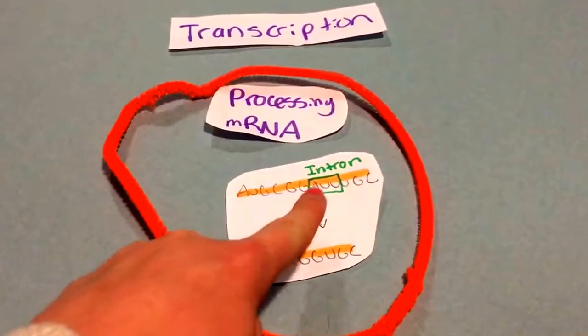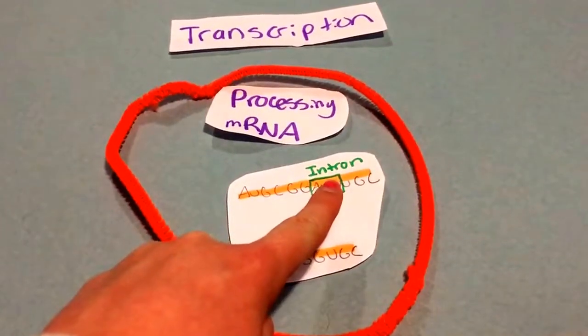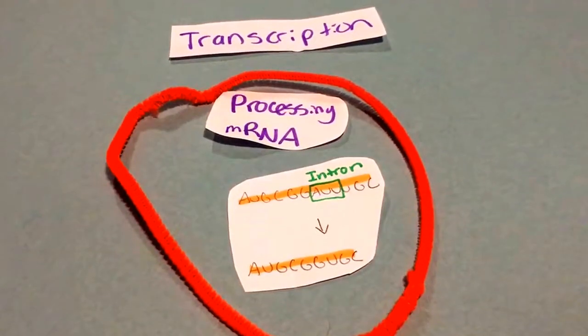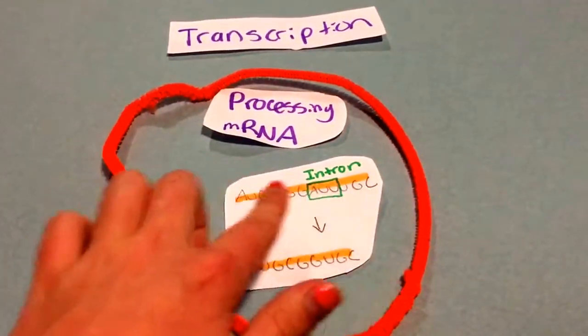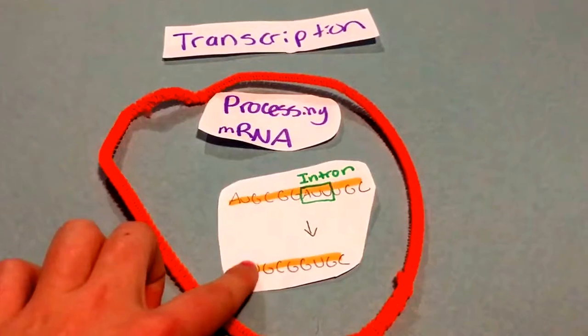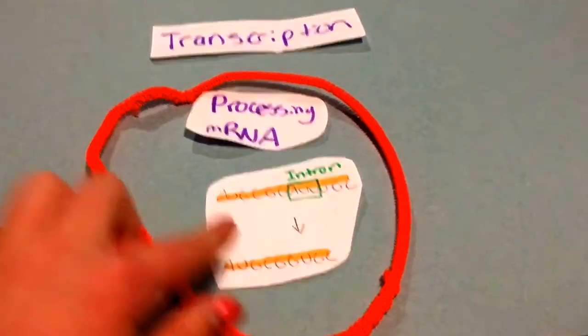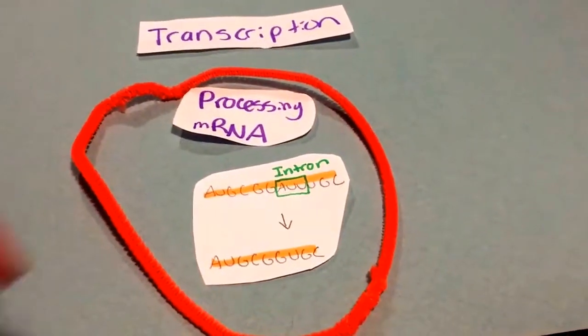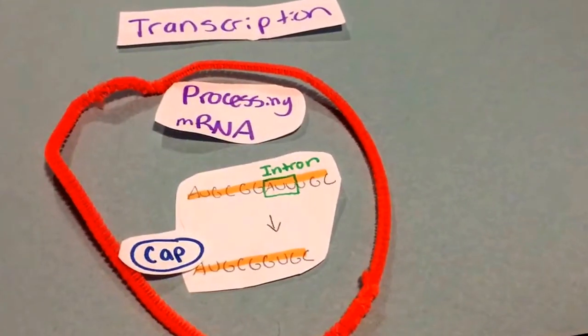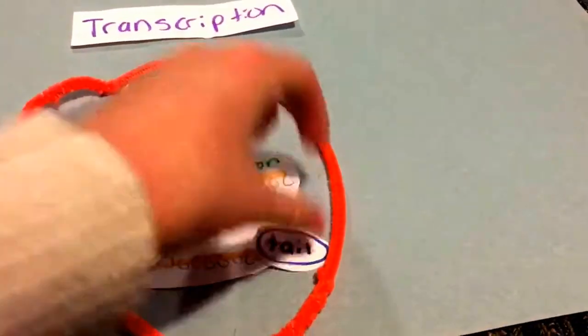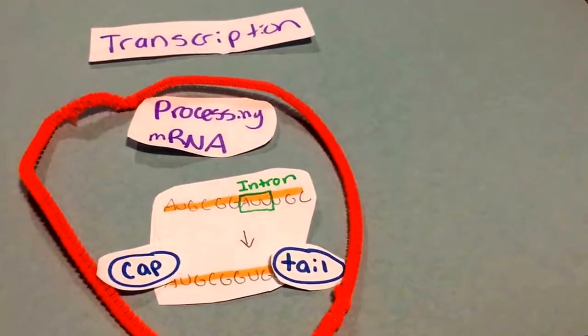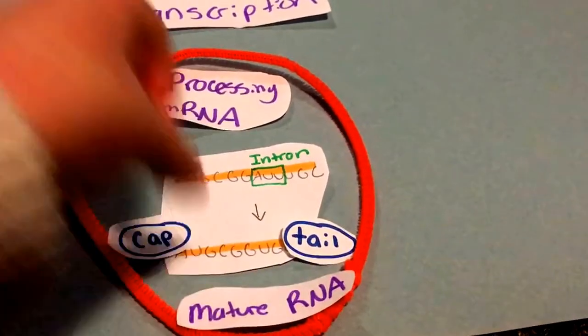First, the intron is removed because this does not code for any of my IgM antibody information. The exons, which are the other letters, stay behind, and now we have this strand of RNA. Before it can finally become mature, however, we must add a cap and a tail. This ensures safety as it travels through the cytoplasm to my next location. We finally have mature RNA.